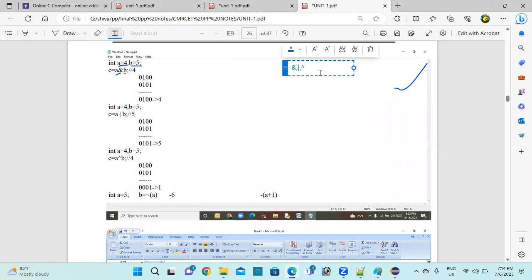In logical AND there are 2 symbols, and in logical OR also 2 symbols. Coming to bitwise, there is only one symbol each: bitwise AND, bitwise OR, bitwise exclusive OR.